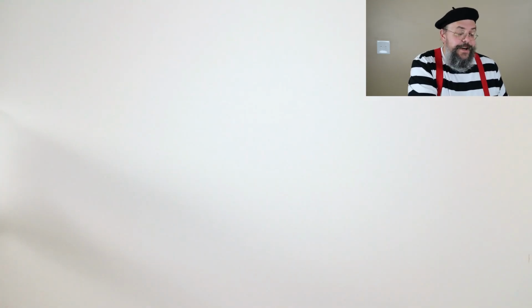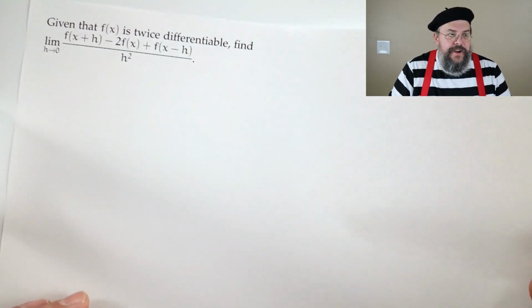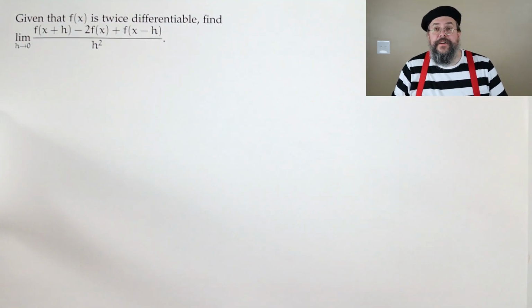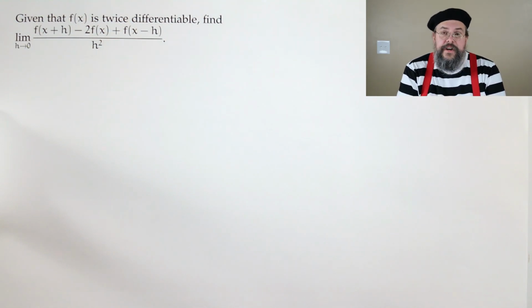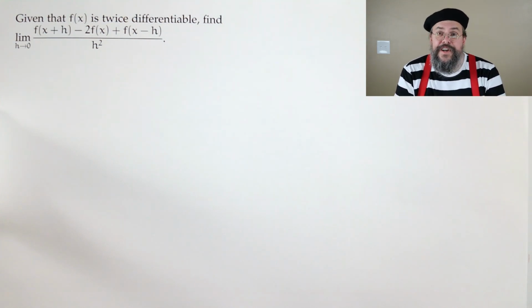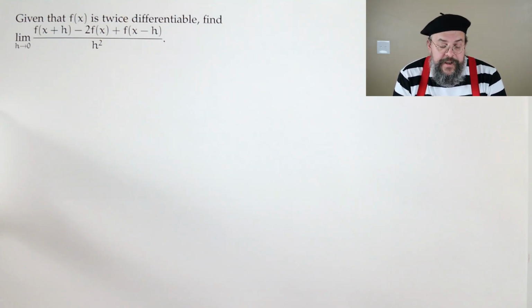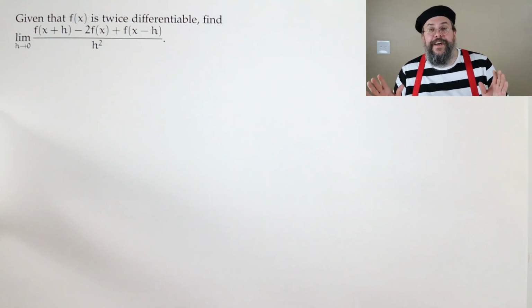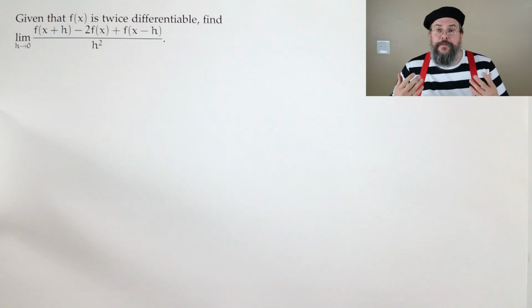Time for another problem. Okay. So, given that f of x is twice differentiable, which is just another way of saying we can take two derivatives, find the limit as h goes to 0 of f of x plus h minus 2f of x plus f of x minus h all over h squared. Okay, now this is good. In fact, there's a wonderful story to this, and we'll get to it in just a moment.